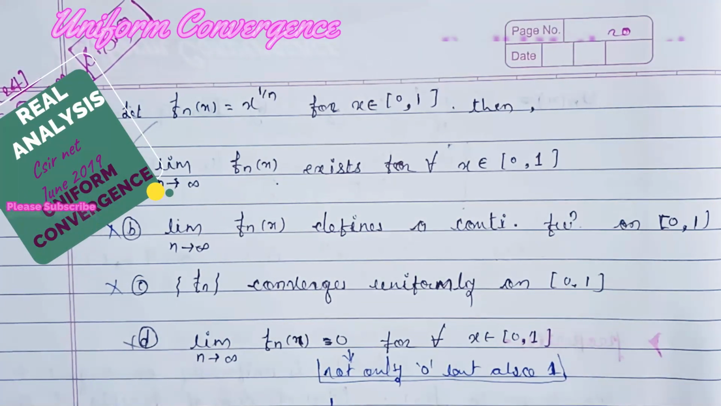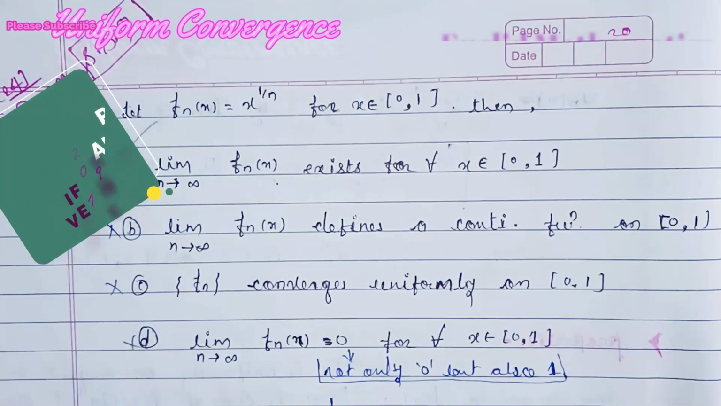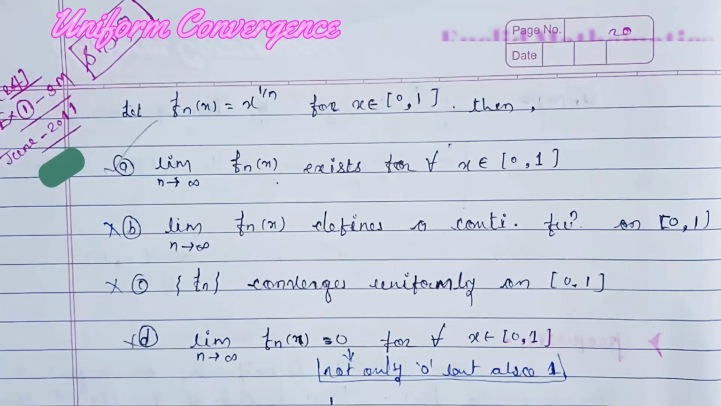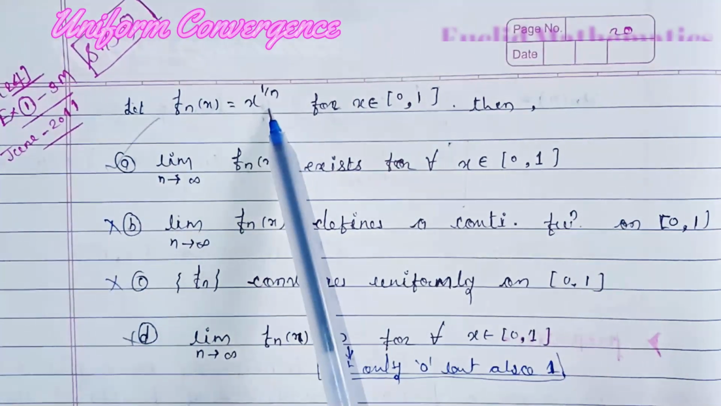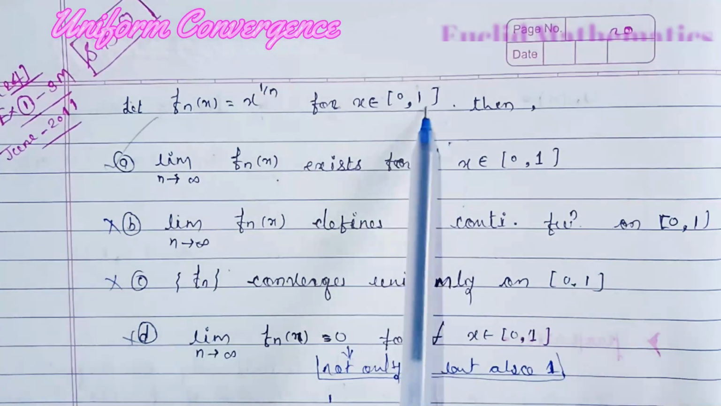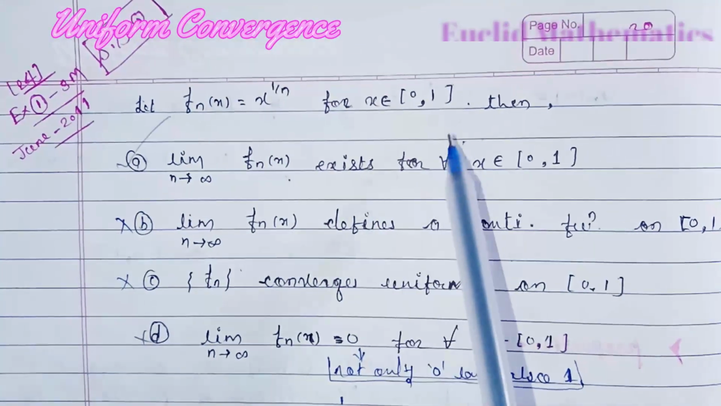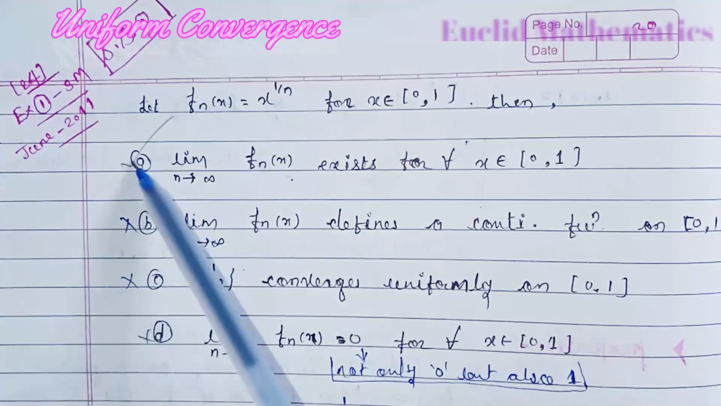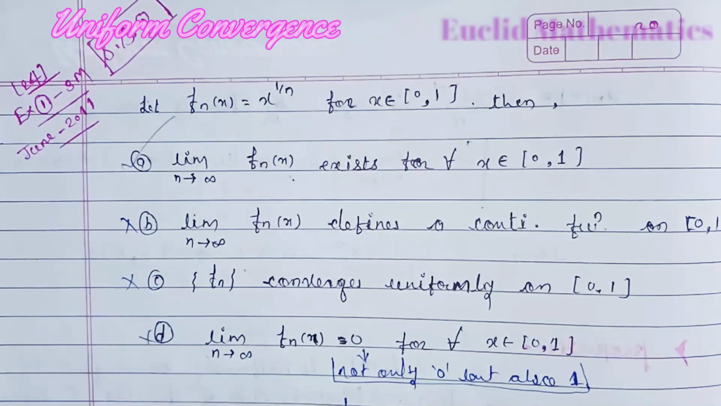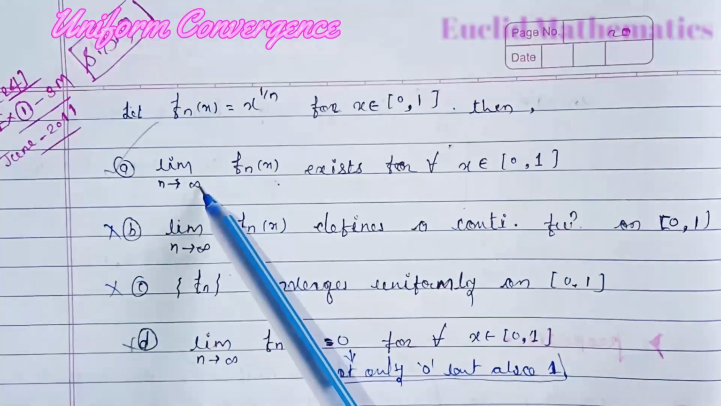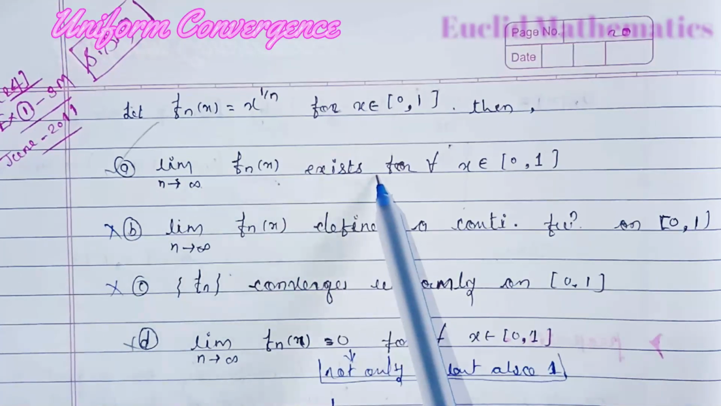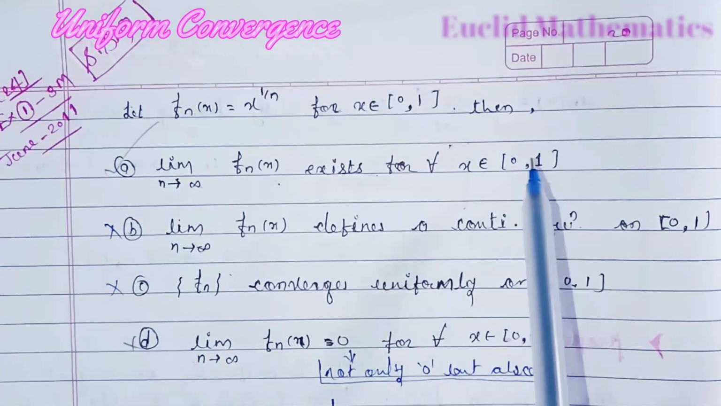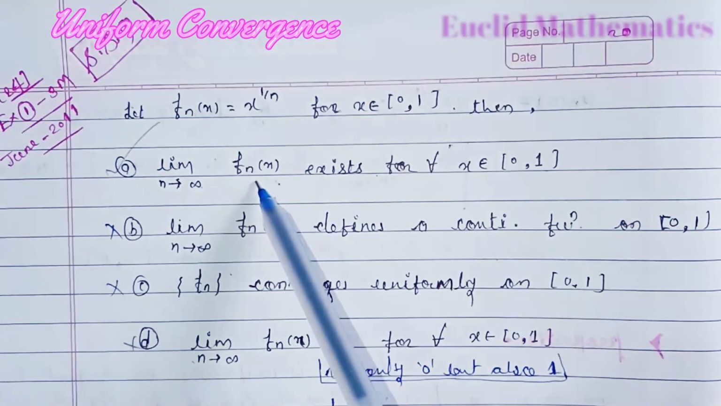So we have to check which one of the options is correct. Let's read our question. f_n(x) is given as x raised to 1 by n, and x belongs to the closed interval [0,1]. That interval is more important. Then we have to figure out which one of the options is correct. The first option says that limit n tends to infinity f_n(x) exists for all x belongs to [0,1].